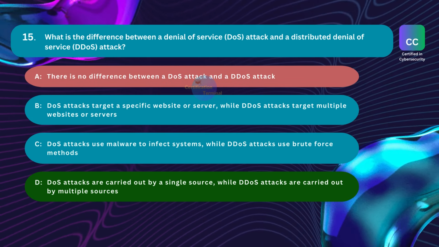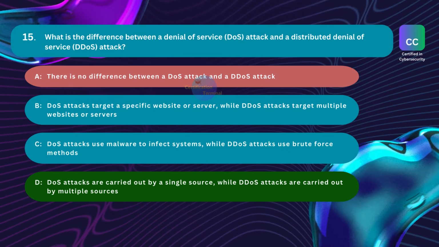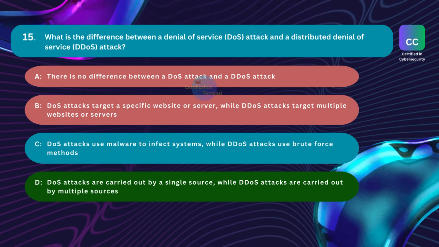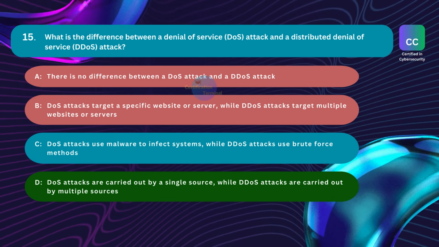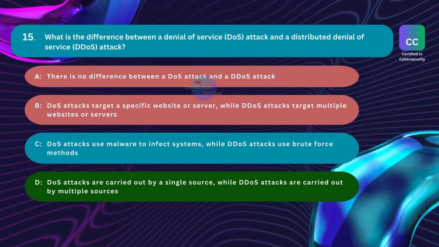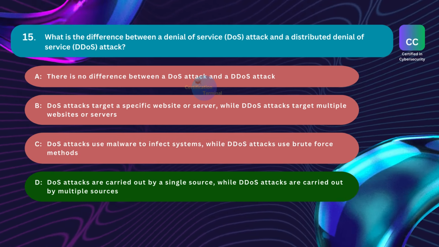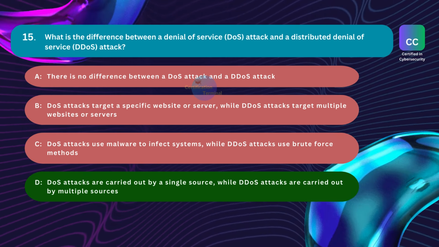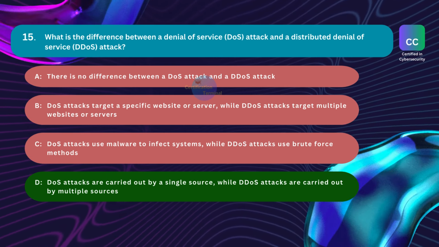Option A is incorrect. There is a clear distinction between DOS and DDoS attacks in terms of the number of sources involved in the attack. Option B is partially correct. While DOS attacks can indeed target a specific website or server, the primary distinction between DOS and DDoS attacks is not the number of targets, but rather the number of sources carrying out the attack. Option C is incorrect. Both DOS and DDoS attacks can use various methods to overwhelm and disrupt the targeted system or network, but the key difference lies in the number of sources involved, not the specific techniques used.